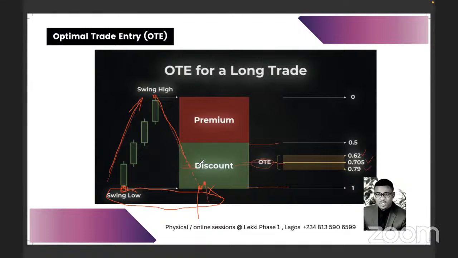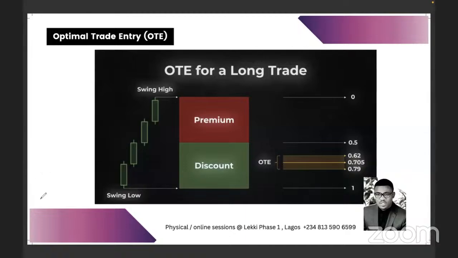So OTE is the same principle with the fair value gap entry, 50% encroachment. 50% means half of the fair value gap that was drawn. OTE means half of the discount area that you have identified. These are very simple to remember. Halfway is a good place to start trading as optimal trade entry.